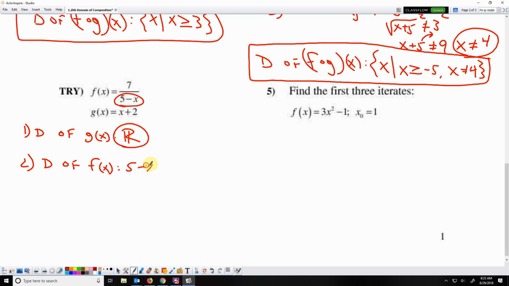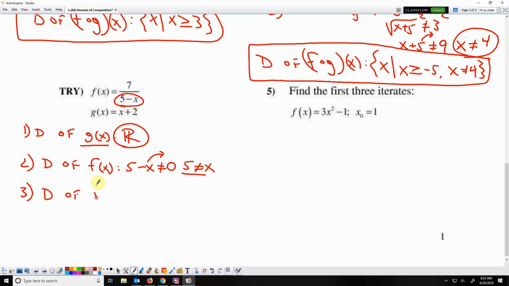5 minus x cannot equal 0. I'm going to move that x over to the other side. So 5 cannot equal x, or x cannot equal 5. And that's step 2. It is not all reals. That tells me go on to a step 3. And I steal from step 1, g of x, and from step 2, cannot equal 5.